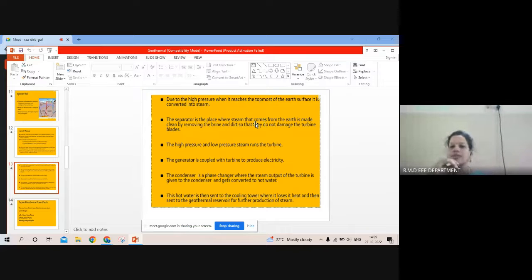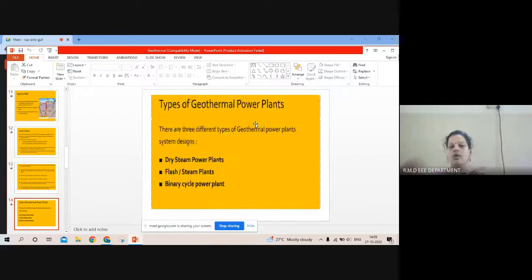So here comes the condenser, which is nothing but a phase changer, where the steam output of the turbine is given to the condenser and again converted to hot water. This hot water is then sent to the cooling tower, where it loses its heat, and then sent to the geothermal reservoir for further production of steam. And then the next topic is the types of geothermal power plants.